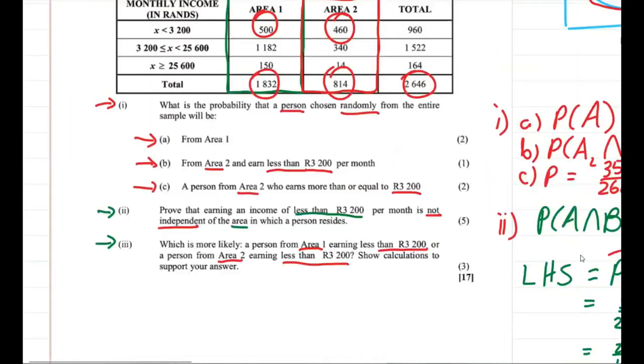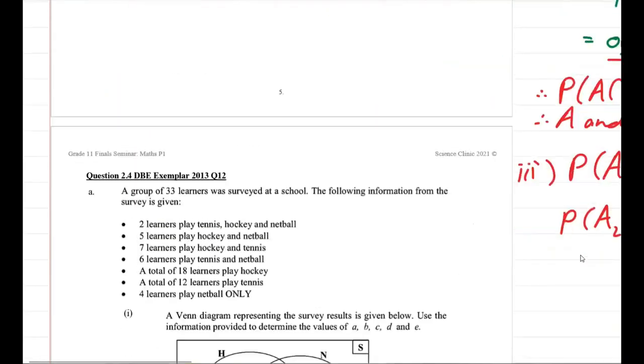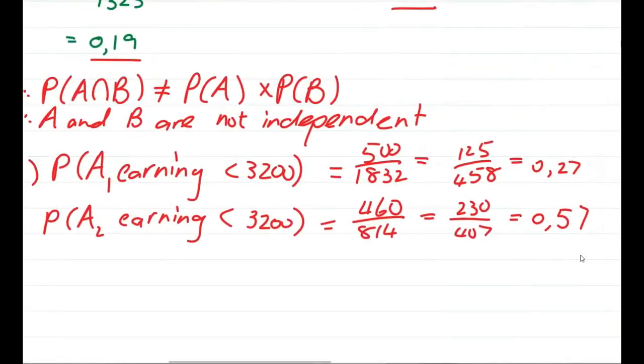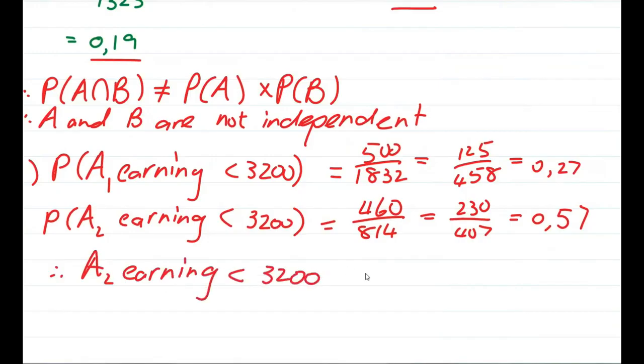Now again, I asked the question, which is more likely? Which one was more likely? The B, area 2. So therefore, the probability of being in area 2 and earning less than 3,200 is more likely. Great, thanks, Kulan. No problem.